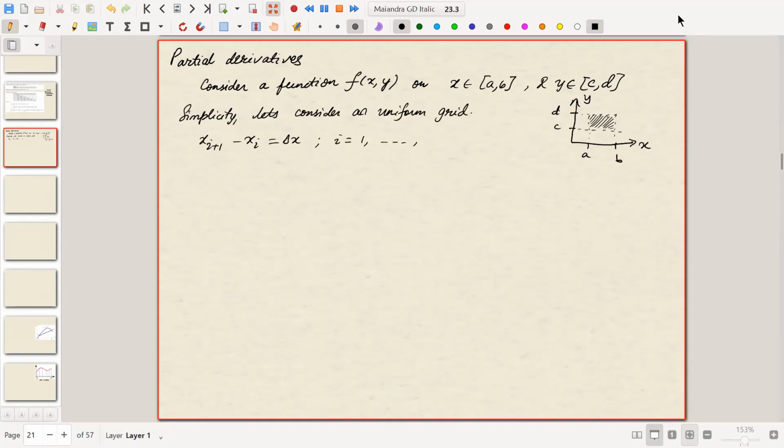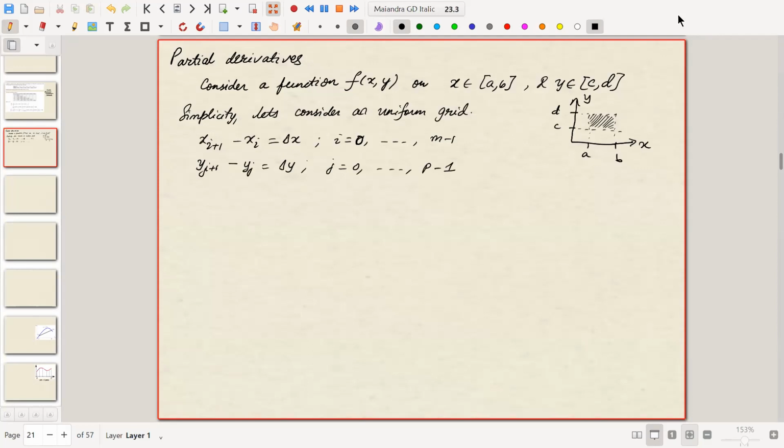Like I am taking m points. I think it should be 1 to m or maybe 0 to m minus 1. Okay, 0 to m minus 1. So it is m points. Similarly, we are considering i index for the x coordinate and j index for the y coordinate. So y_{j+1} minus y_j is delta y, with j again from 0 to say p minus 1.